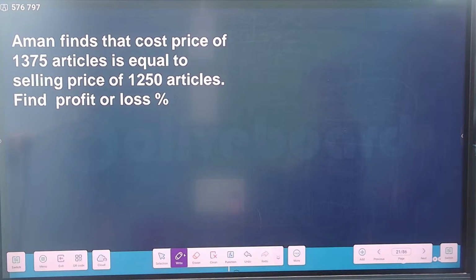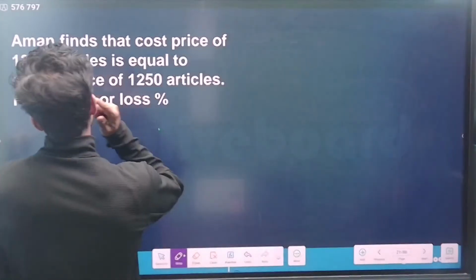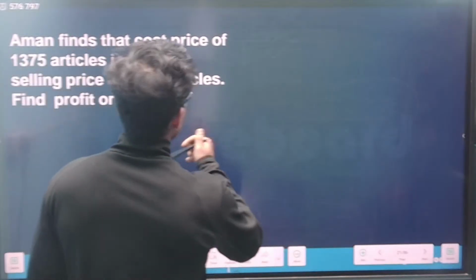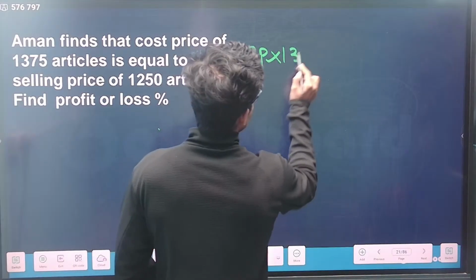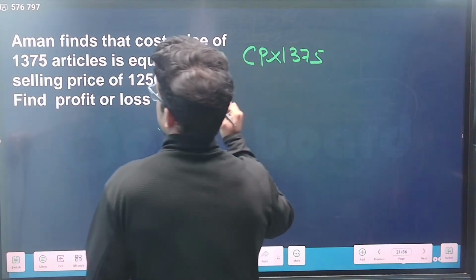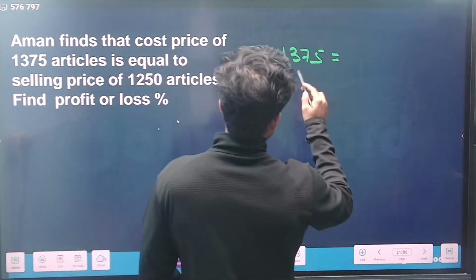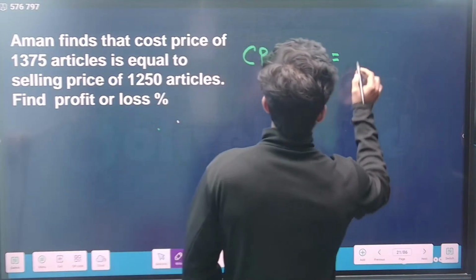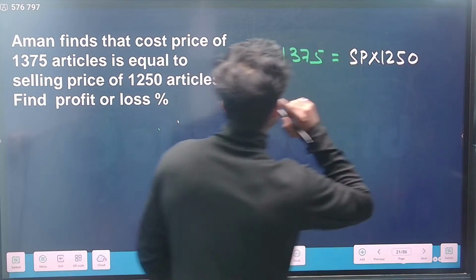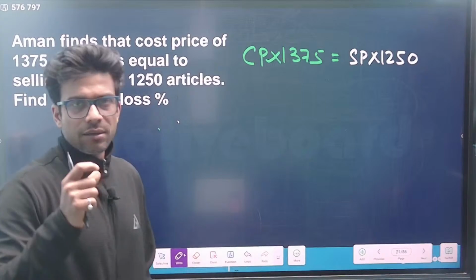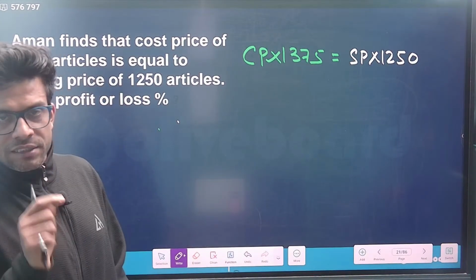Is it 10%? Okay, let me find it out. Aman finds that the cost price of 1375 articles is equal to the selling price of 1250 articles. Now the portion comes that if you are very good at calculation skills, then you can solve this problem in the easiest way.